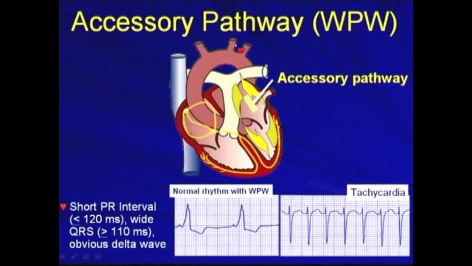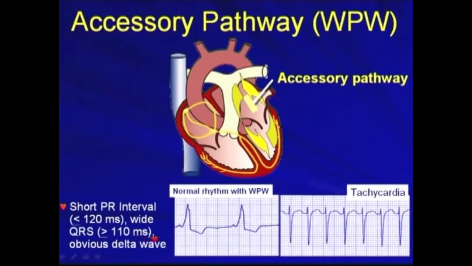So this is an example of the accessory pathway, or so-called Wolff-Parkinson-White syndrome. The accessory pathways connect the atria to the ventricle. And this is a rhythm during the sinus rhythm. You can see with Wolff-Parkinson-White syndrome, that is with accessory pathway, you have a short PR interval. Here the PR interval is short, it's less than 120 milliseconds, because the conduction bypassing the AV node through the accessory pathway is much faster.